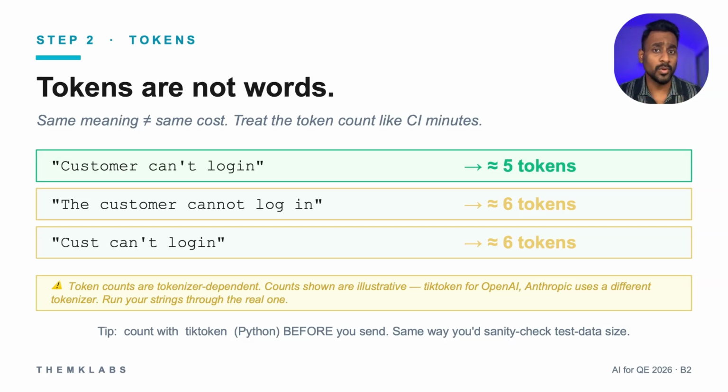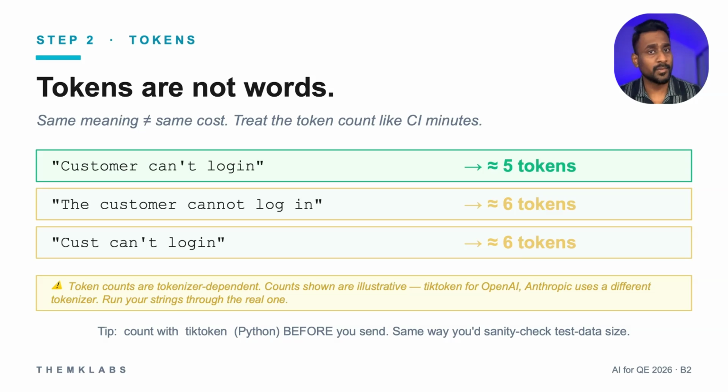Tokens are not words. Look at these three strings. Customer can't log in. The customer cannot log in. Cust cannot log in, right? Customer can't log in is about 5 tokens. The customer cannot log in is about 6. And the third is also about 6 because CUST is an unusual prefix that splits into 2 tokens. Same meaning, 3 different costs.